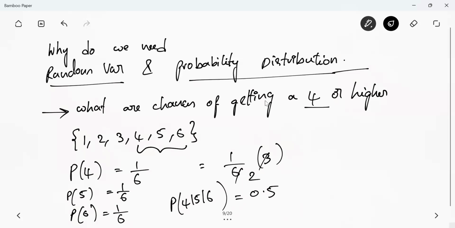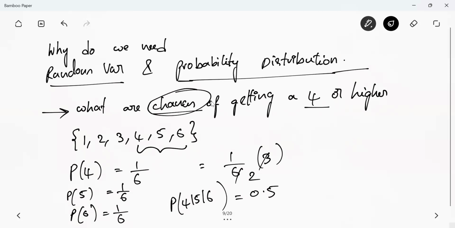With the help of this probability distribution, the basic formula is nothing but summing up all the individual probabilities of all possible outcomes. Based on this formula, we can answer such kinds of questions. I mean to say, these random variables as well as the probability distributions are very useful in measuring uncertainty. When you say uncertainty, that is, what are the chances of getting? We don't even know what the chances of getting 4 or higher numbers are. So this unknown thing is nothing but an uncertainty.